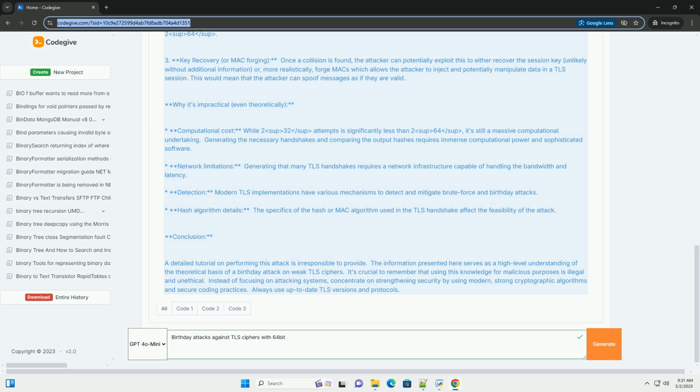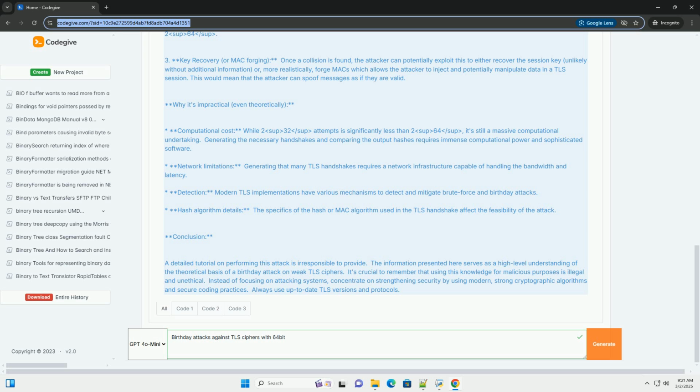1. Collision search: the attacker generates many different TLS handshakes, or message digests depending on the target, each with a slightly modified nonce or other input to ensure each attempt produces a different result. This modification should avoid interfering with the actual TLS protocol execution. This is where the complexity lies.